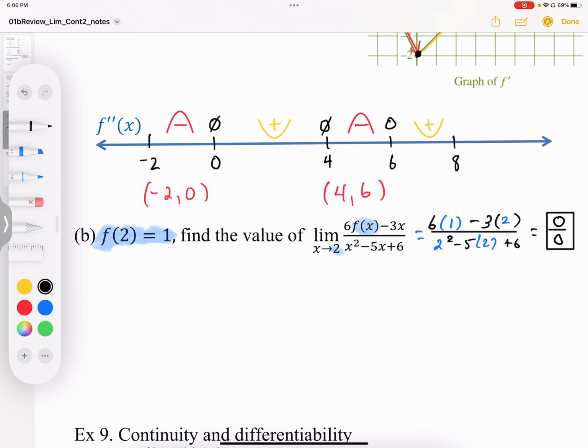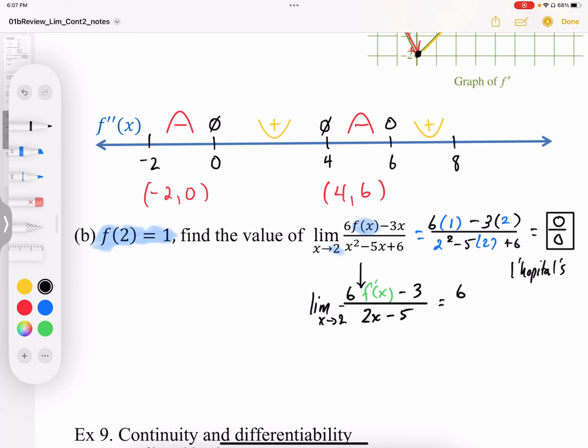So we can't evaluate that limit directly. However, we do have the condition to apply L'Hopital's. So we're going to apply L'Hopital's here, and when we apply L'Hopital's, we're going to differentiate the numerator and the denominator. In this case, we get 6 times f prime, where f prime is the derivative of f, minus 3, the derivative of 3x is just 3, and in the denominator, we're going to end up with 2x minus 5. Now we're going to try to evaluate this limit.